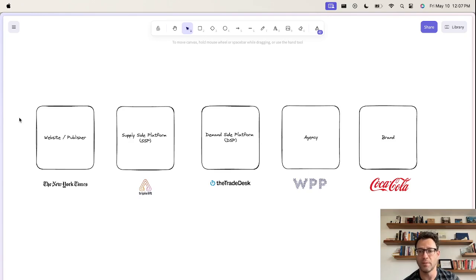So you would put all these parameters into a DSP, in this case The Trade Desk, and then they internally would have all the technology and all the rules that would say, how could we achieve and hit Coca-Cola's goals by buying inventory, basically bidding on these auctions and ad opportunities via these supply side platforms, SSPs. In that case, The Trade Desk doesn't really need to have a relationship with the New York Times. Instead, they have a relationship with Triplift and a few other SSPs. And Triplift is really responsible for signing up these publishers.